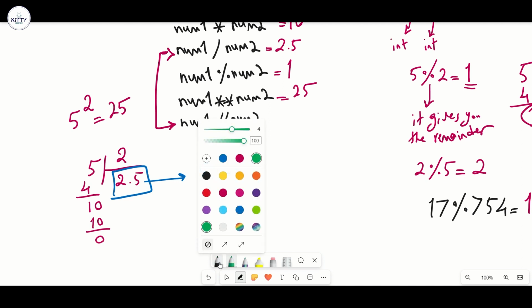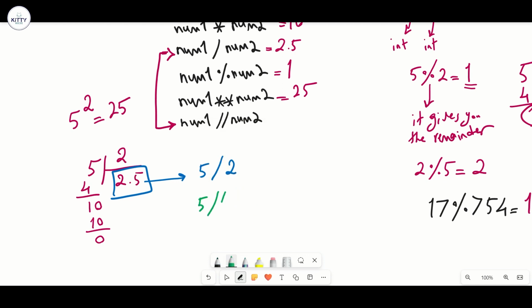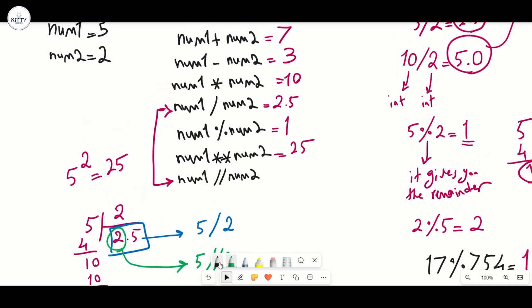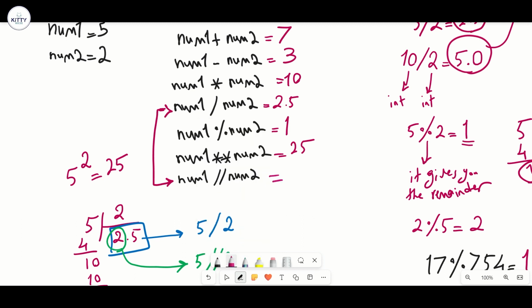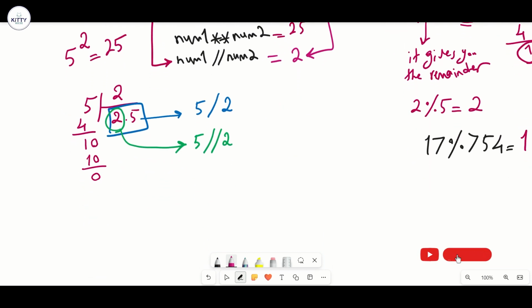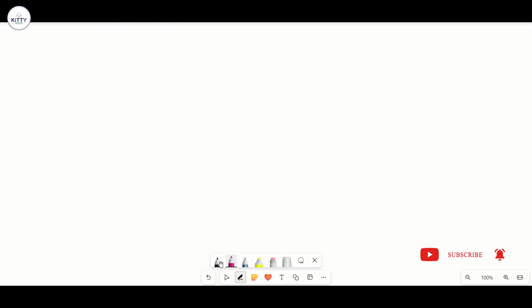But what about this one right here, 5 floor division 2? Is it the same? No, it takes the whole part of the number. So the answer is 2. Let's change the color. So the answer is just 2, not 2.5. For this one, 2.5. But for floor division, the answer is 2. Okay, let's move on to expressions or mathematical expressions.